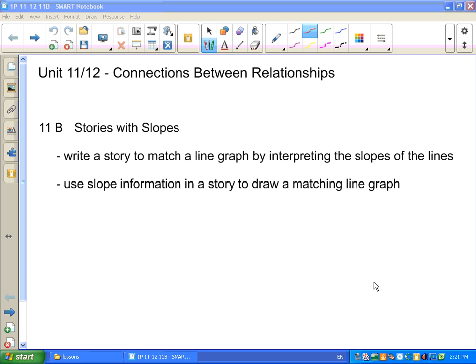Okay, so we're working away in Unit 11-12 here, still looking at connections between relationships. What we want to look at today are still, we're connecting graphs with stories or descriptions about these graphs. And what we want to do here in 11b is be able to write a story to match a line graph, basically by interpreting the slopes of the line, seeing what kind of information this line graph is giving us.